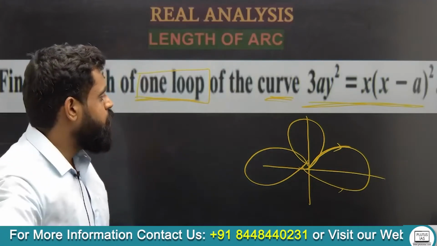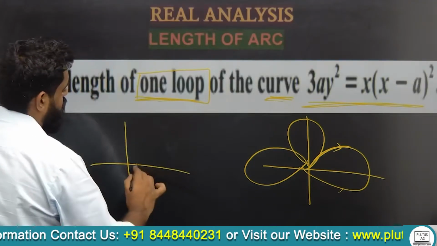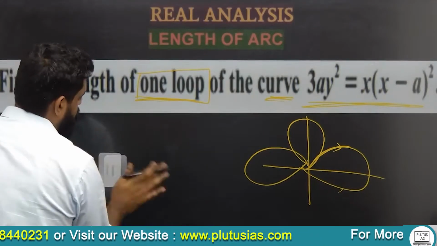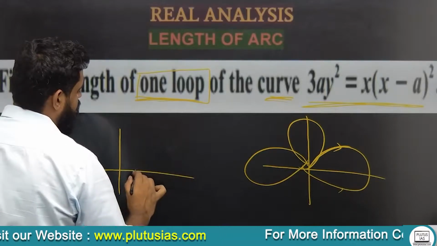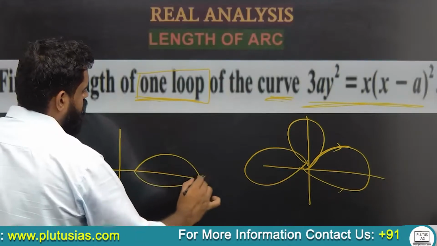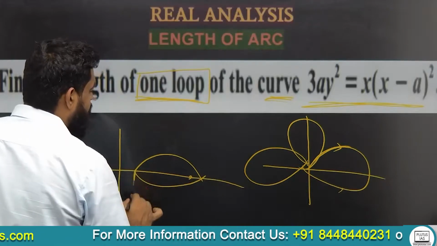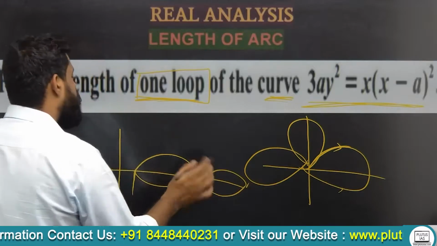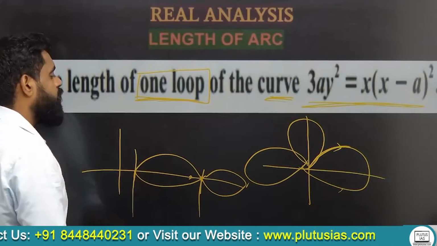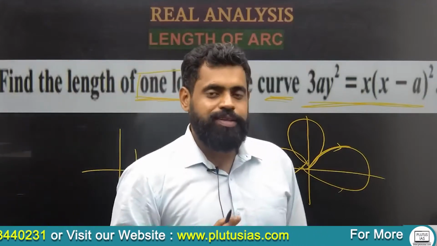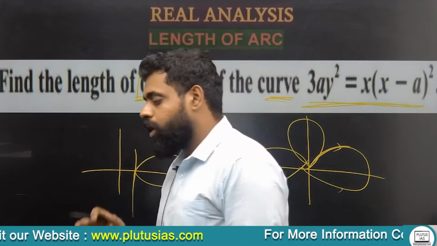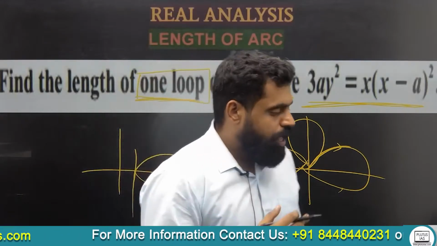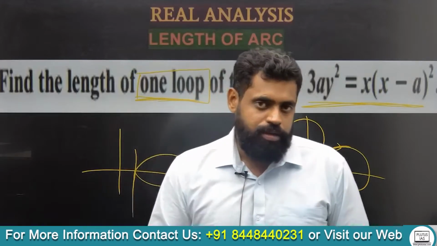If the curve is forming one loop here, it must be cutting at least 2 points. It can make another loop also, or it can make 2 loops only. But for one loop, it has to cut the coordinate axis at least 2 times. It could cut the y-axis or the x-axis. So first we see where it is cutting the axis.